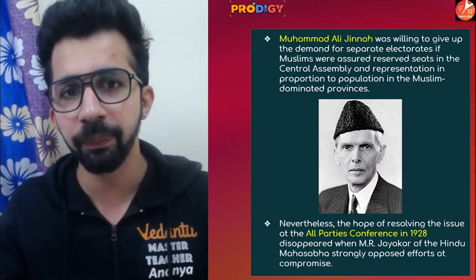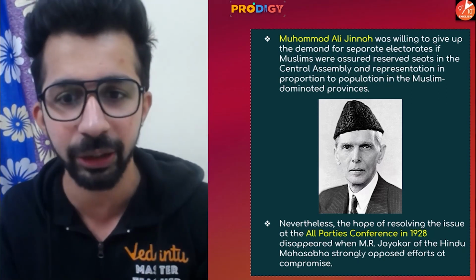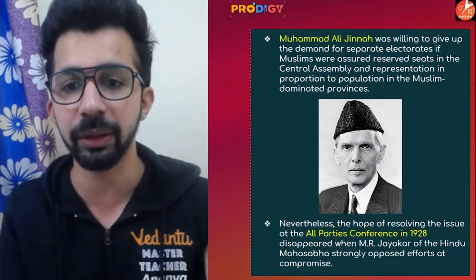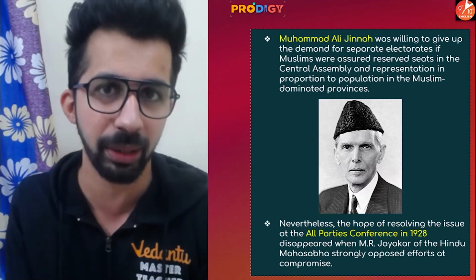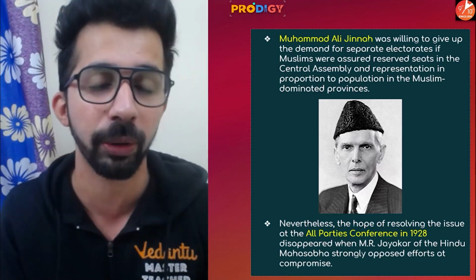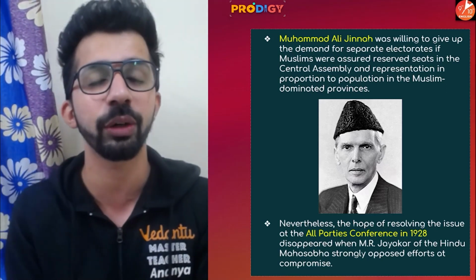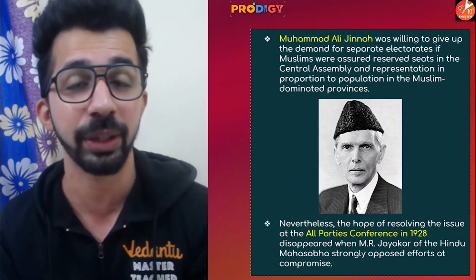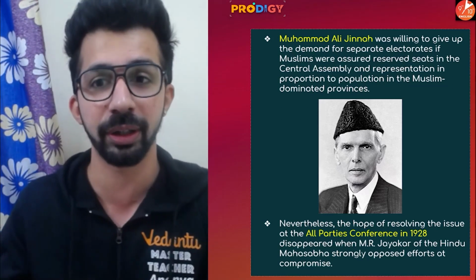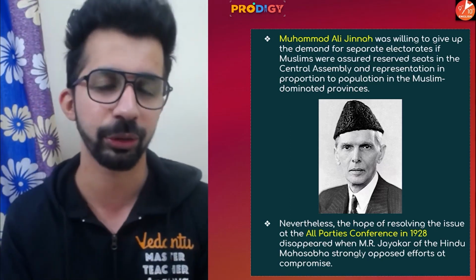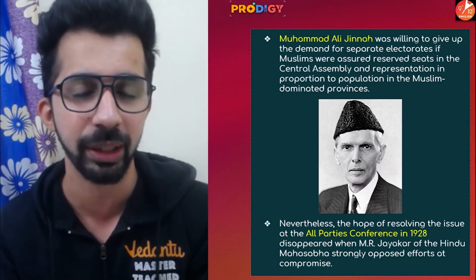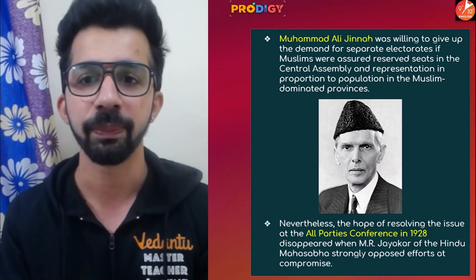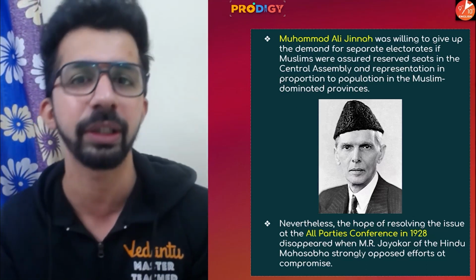There was an All Parties Conference which was conducted in 1928. This hope faded when M.R. Jayakar of Hindu Mahasabha strongly opposed the efforts to compromise. M.R. Jayakar was not ready to compromise with the Muslim League on the demands for reserved seats in the Central Assembly for Muslims. He was from Hindu Mahasabha, and this made the relations between Hindus and Muslims even worse.